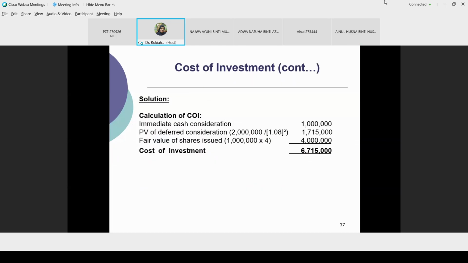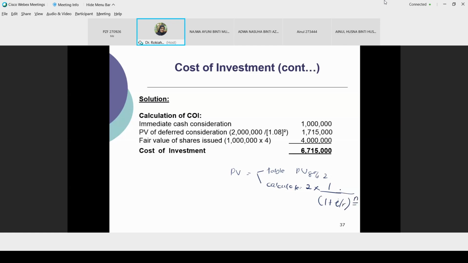Okay, so this is what we have. We already calculated it last time. So the immediate cash consideration and then the present value of the deferred consideration, you have 2 million. Another thing here: to calculate the present value, you can use the tables. The table here is a PV table, 8% for 2 years, or you can calculate it using the formula. The value of the liability is 2 million times 1 over the formula, which is 1 plus i, or some say r, the interest, to the power of n, and n here is the period.